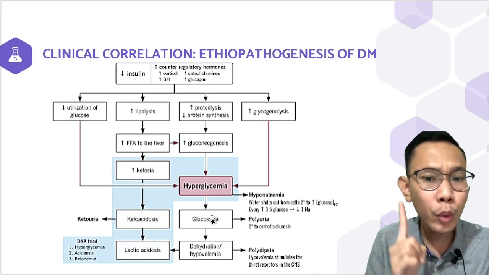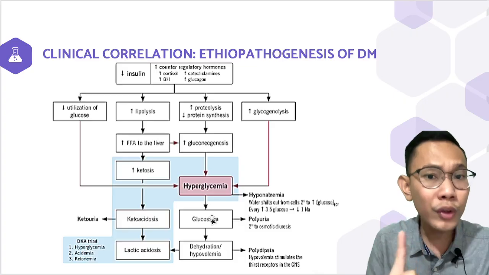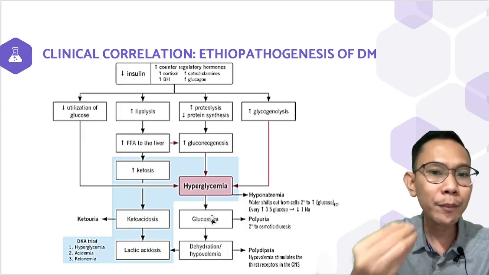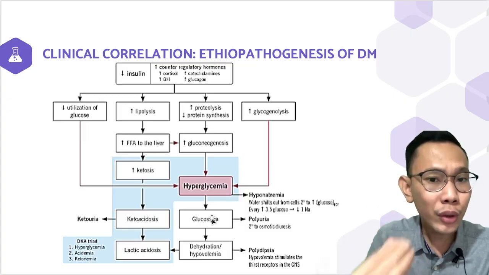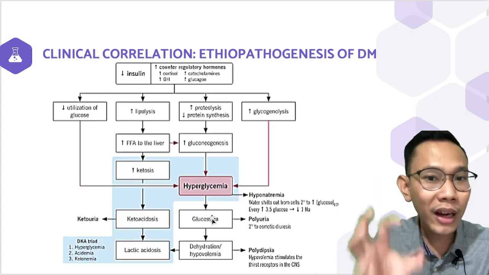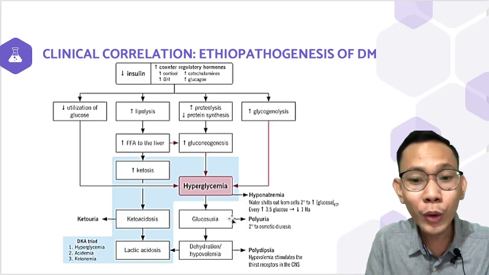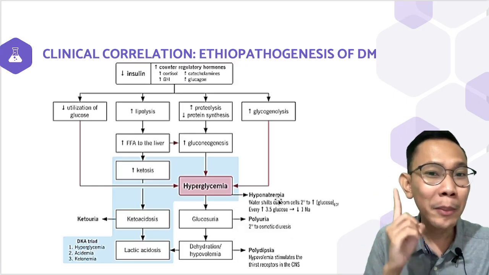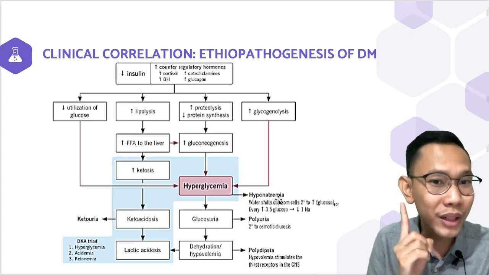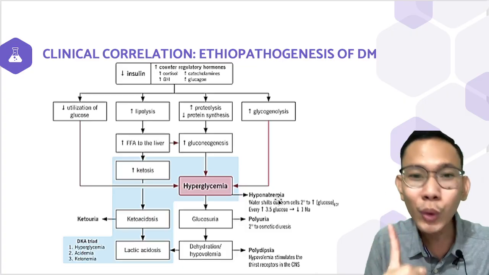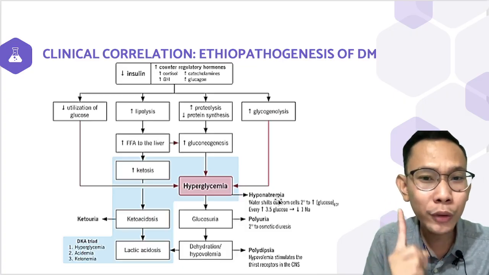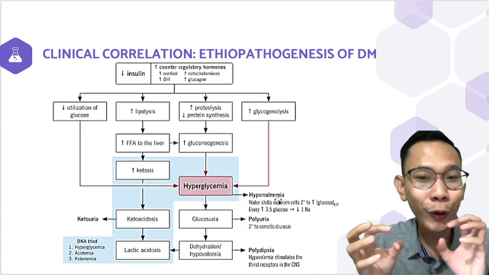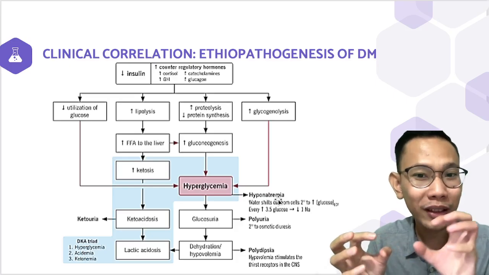What do you mean by osmotic diuresis? Your glucose will attract more water. So therefore, ihi ka ng glucose sa iyong urine. Anong nangyayari? It will attract more water that will lead to polyuria. That's the reason why nagkakaroon ng polyuria because of the osmotic diuresis brought about by glucosuria. That is the reason of your polyuria.